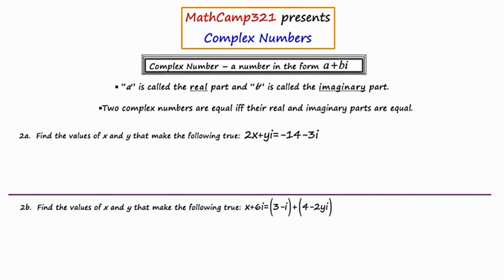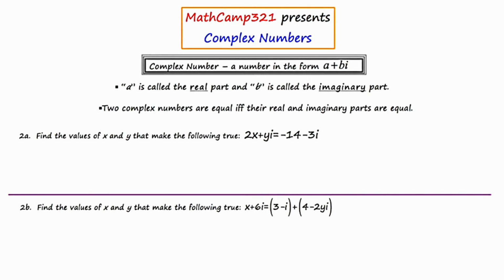Two complex numbers are equal if and only if their real and imaginary parts are equal. This is a very common question asked in a section in any Algebra 2 book on complex numbers. 2a. Find the values of x and y that make the following true. 2x plus yi equals negative 14 minus 3i.